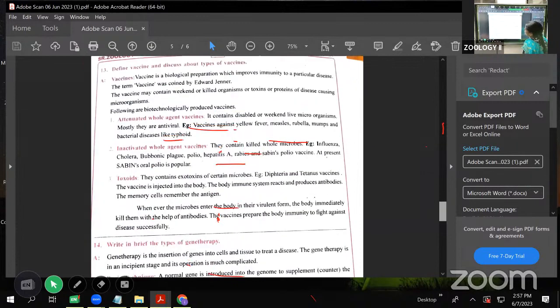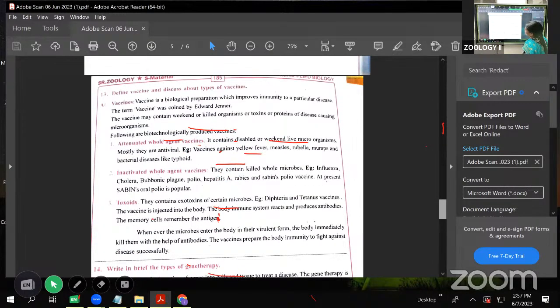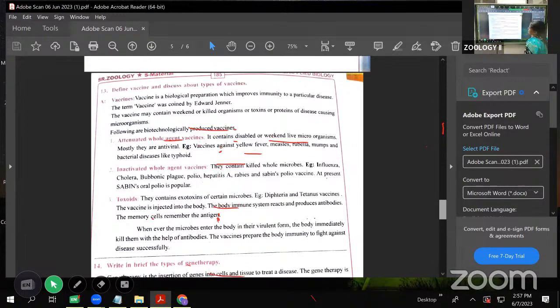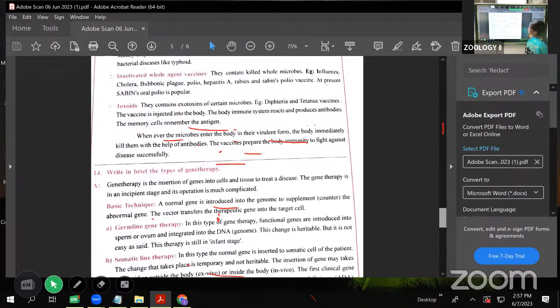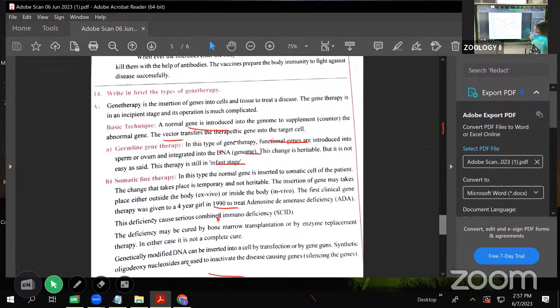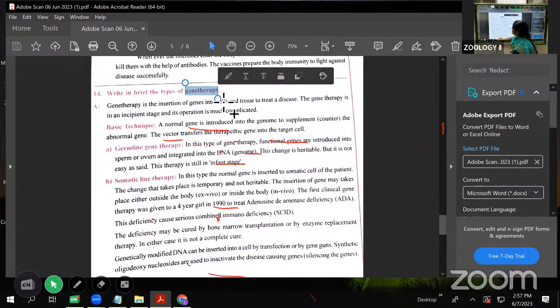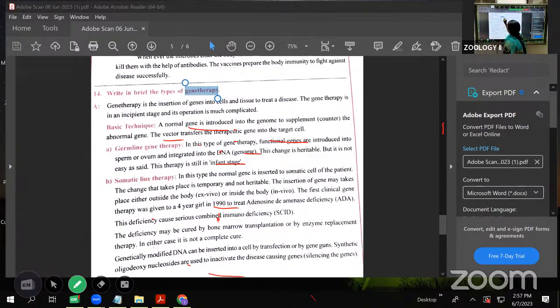Next, today only we discussed the types of vaccines. There are 3 types of vaccines: attenuated, inactivated whole agent, and toxoids. Next is gene therapy. For preventing diseases, the insertion of a gene is called gene therapy. Gene therapy has 2 types, called germline gene therapy and somatic line gene therapy.